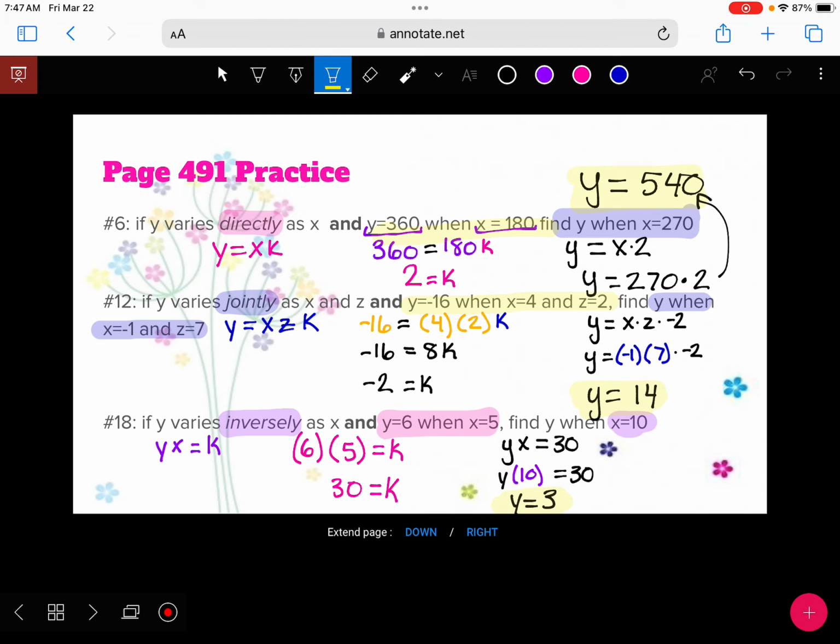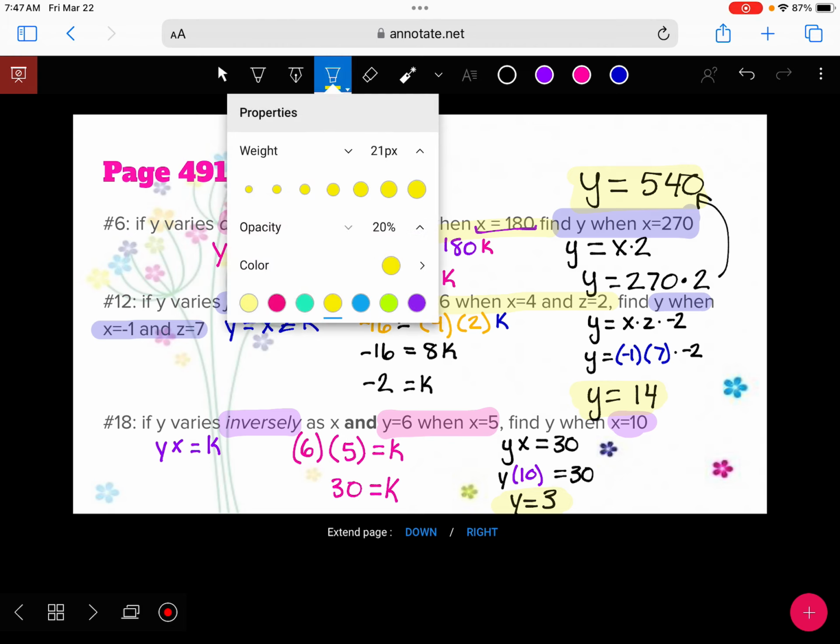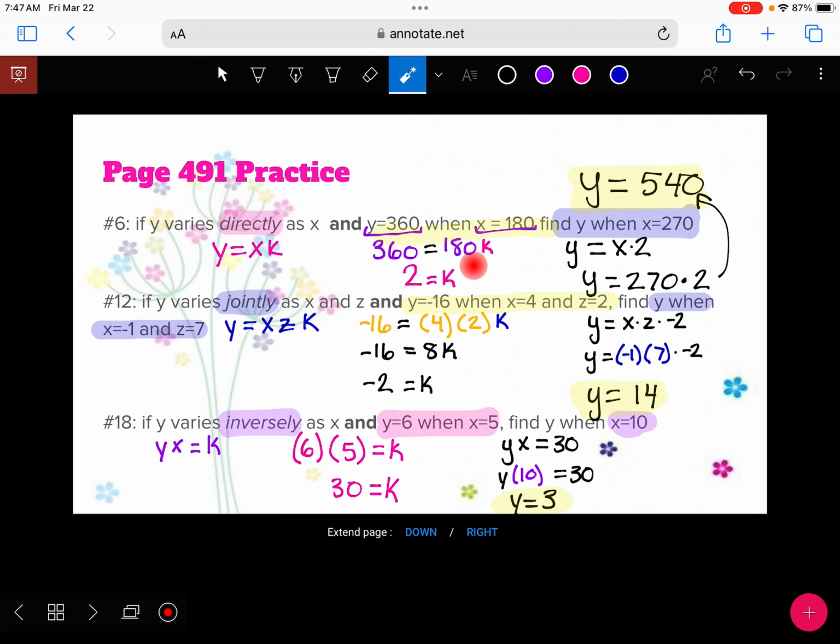Most of the time when we have these problems, you will be asked to find your k. So you'll write this part out and find our solution. So in each of these problems, if we were to have, say, a quiz with a question like this on here, you'd get points for finding the k and points for finding the y.